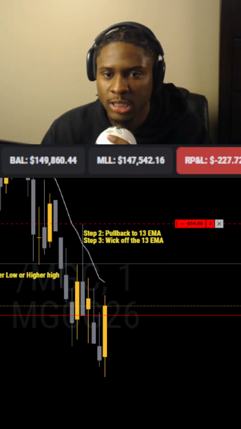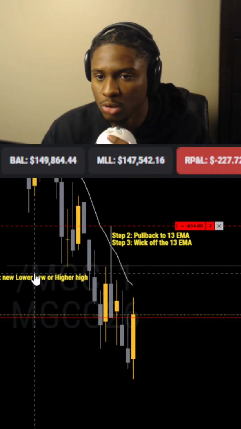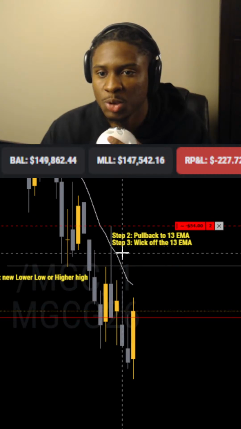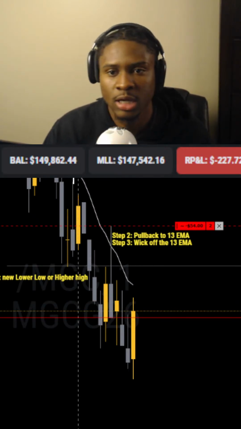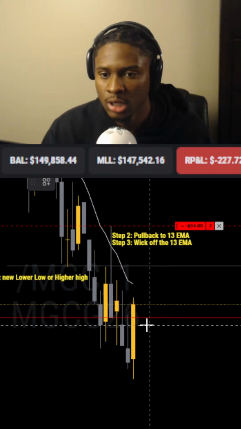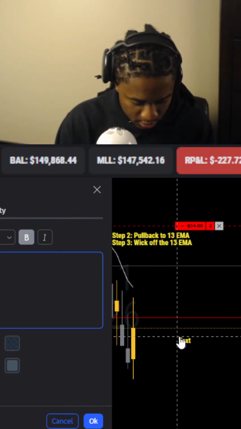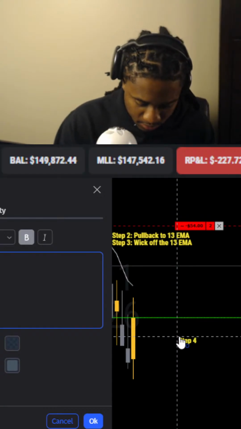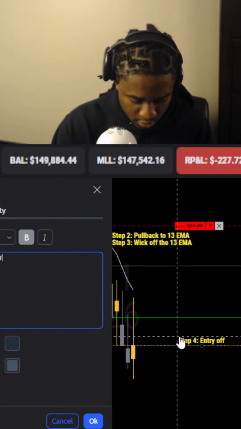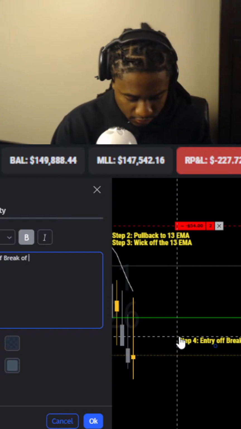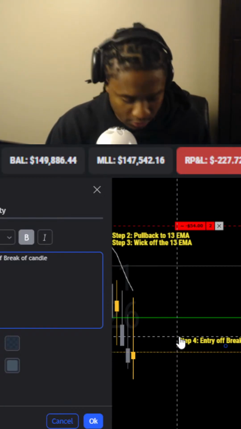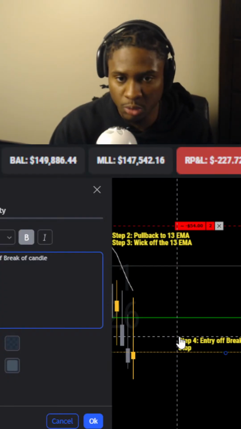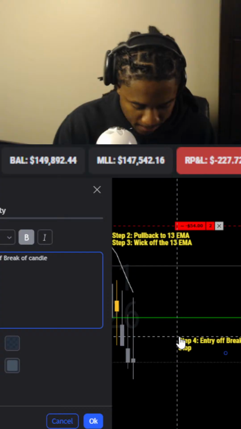But before it mutes us again, let me go ahead and walk through the strategy. Step 1, we got a new lower low. Step 2, we got a clean pullback to the 13 EMA. Step 3, a wick off the 13 EMA, which brings us to step 4: enter at break of candle. And then step 4.5, or I don't even call it a step: stop loss above or below the wick, depending on if you're in a buy or sell.